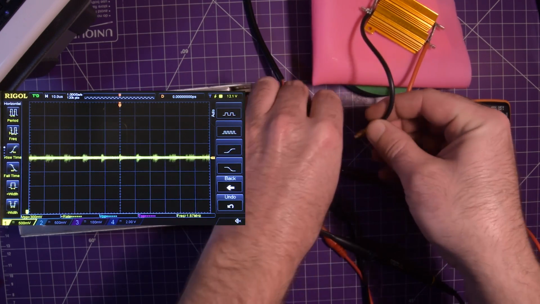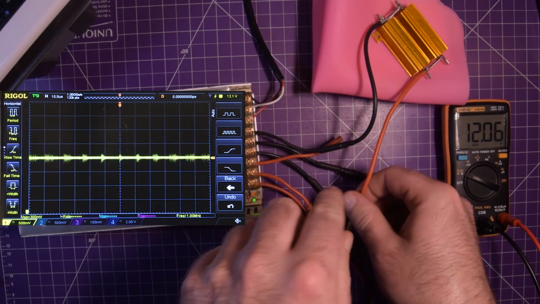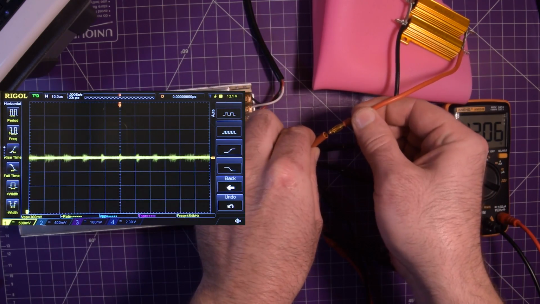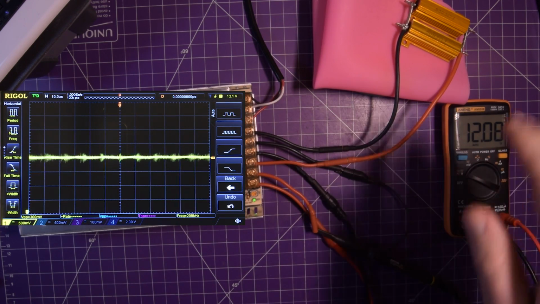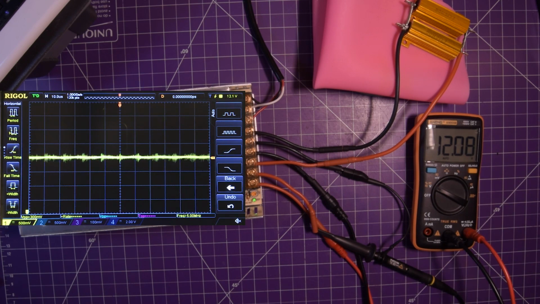So I'm going to connect a load onto it. These resistors get really hot, so I'm not going to have this going for too long. But here we go. Now you see with the 8 amp draw, we're still holding 12.08 volts. About the same thing, about 300 millivolts peak to peak. So 0.3 of a volt, plus or minus.